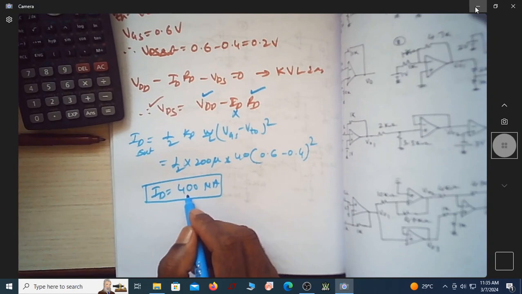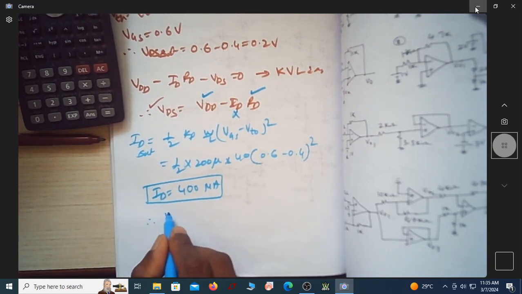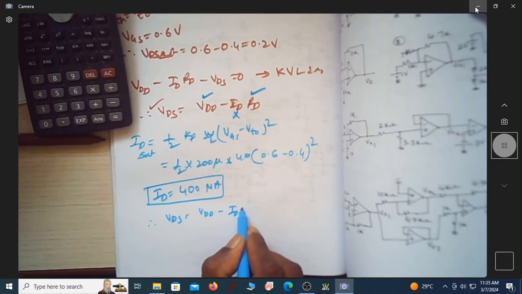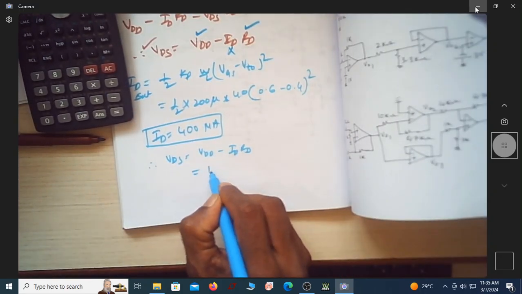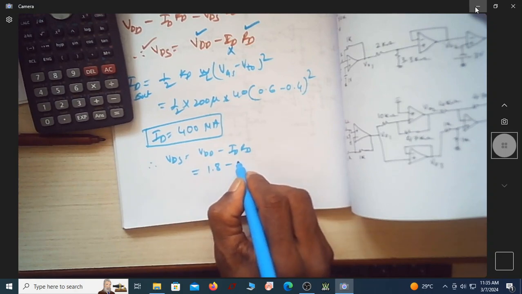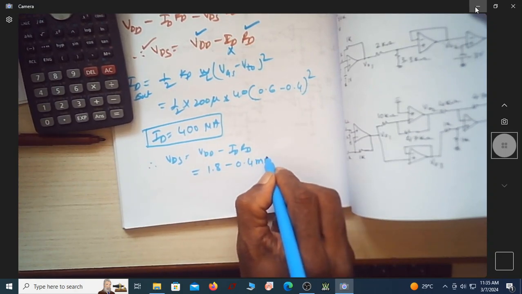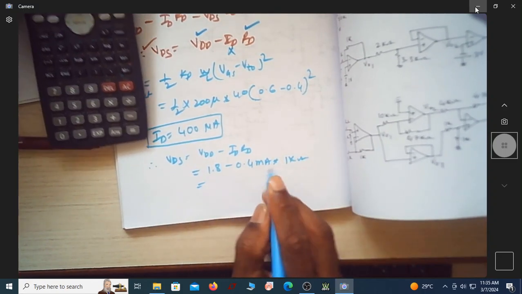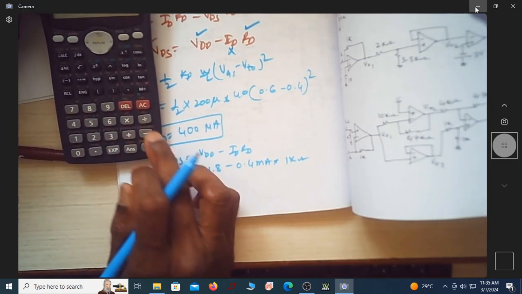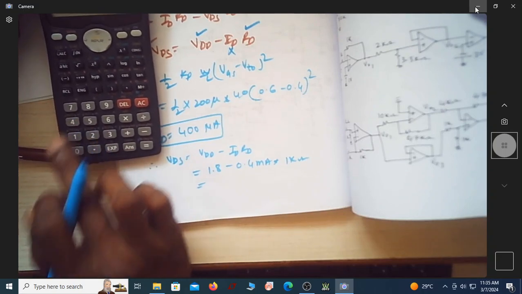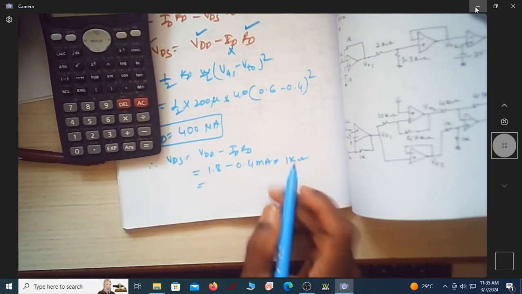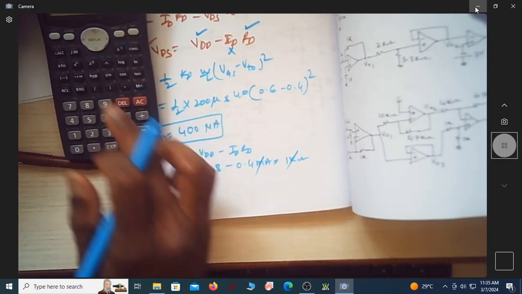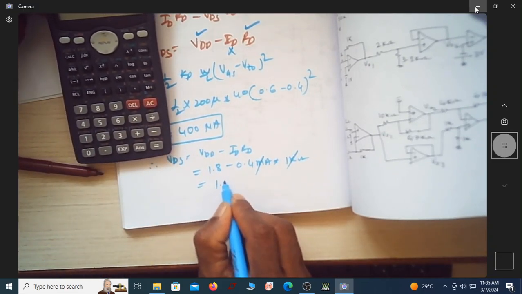So if this is the current, then what is VDS? Then VDS is equal to VDD minus ID into RD, which is nothing but now 1.8 minus 0.4 milliampere multiplied by how much is resistance? It is 1 kilo ohm. So it is now 1.8 minus 0.4 milli. Of course you can just take out this milli and the K will go off. 0.4 into 1, so it is 0.4. So what is this? It is 1.4 volt.